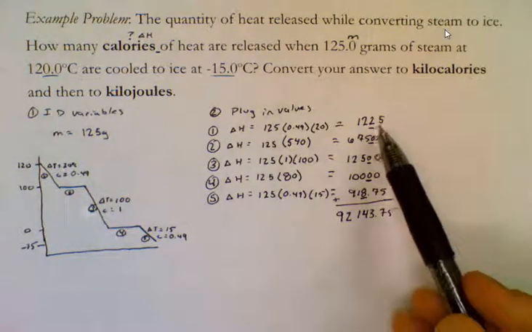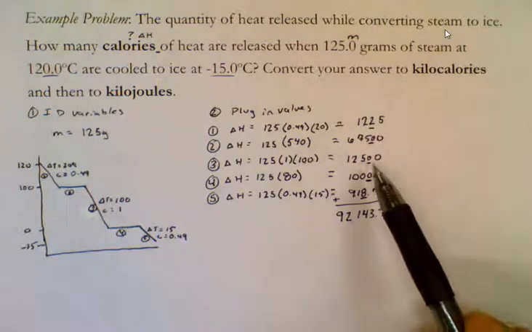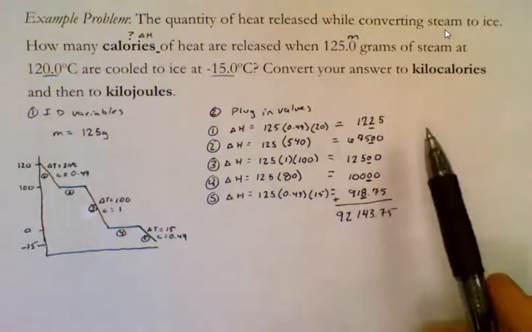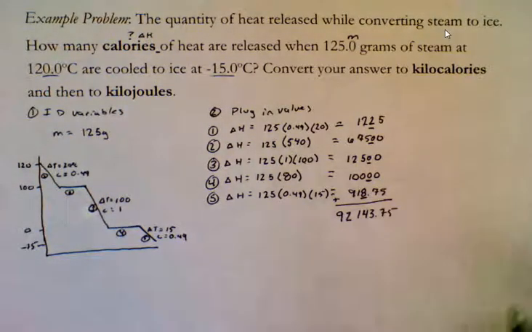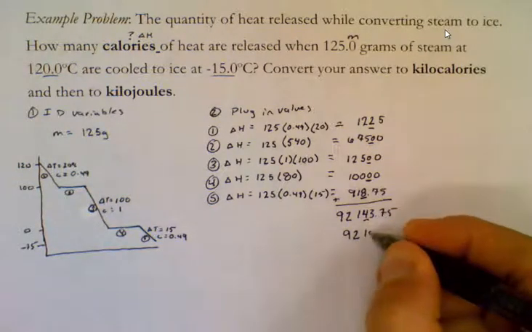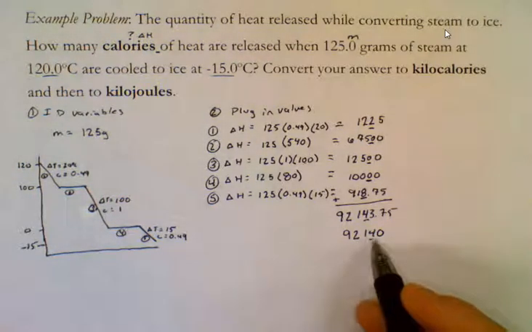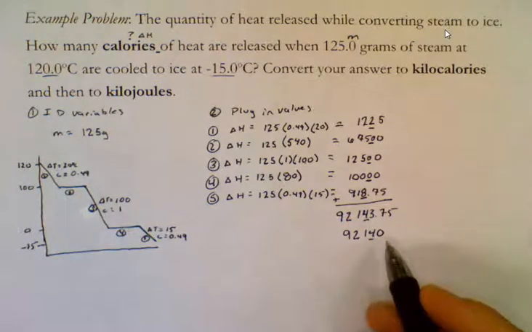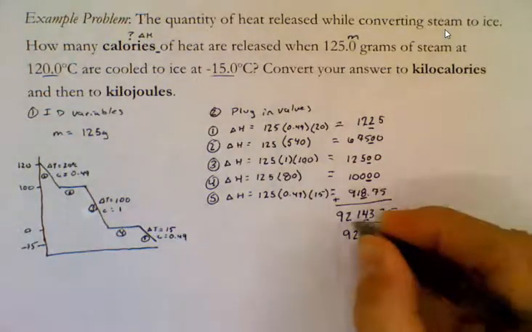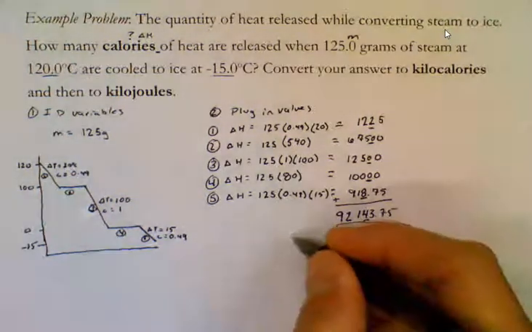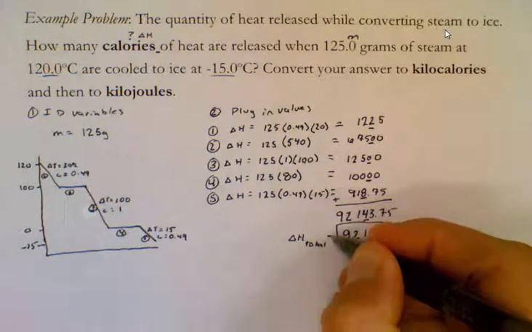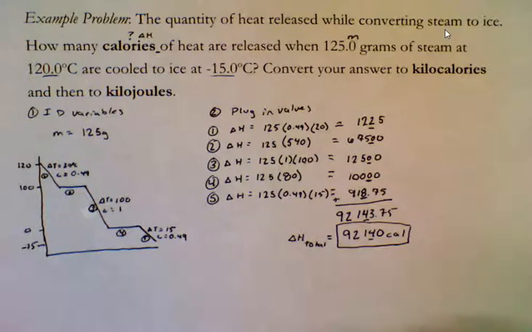So sig figs here go to the tens, tens, tens, tens, ones. Of those place values, the tens is one spot further than the ones, so we get to keep to the tens, which means that we have 92,140. So I need to keep this in the tens, fill it with a 0, no decimal point because that would make the wrong number of sig figs. And this is calories. That's the total change in heat for each phase of the graph added together.